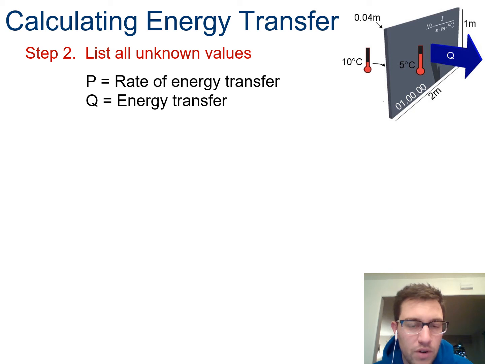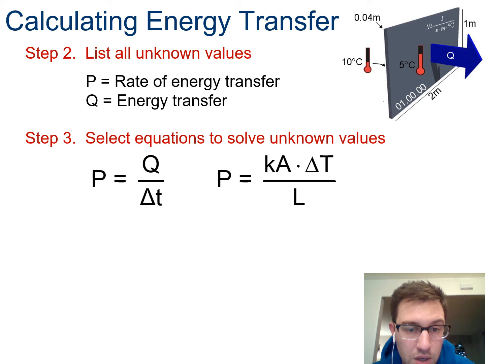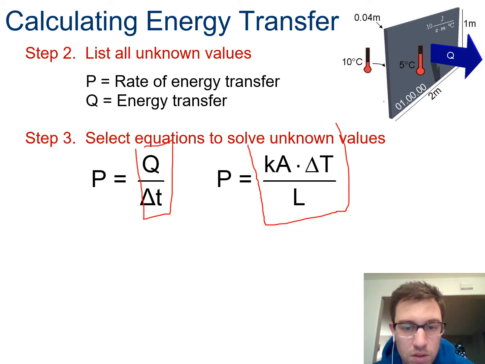P is the rate of energy transfer, and Q is the energy transfer itself. We are looking for the energy transfer itself. In the equation that we were given, we know that P is equal to KA delta T over L, and it is also equal to Q over delta T. So because these are both equal to P, we can set these two equations equal to each other. I can set this equal to this, and we can solve for what we need. So let's do that.